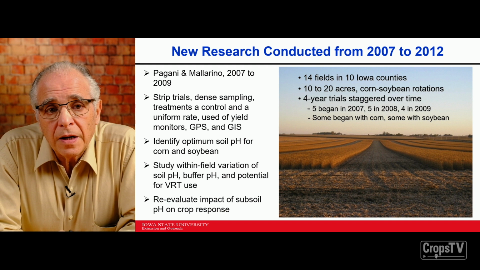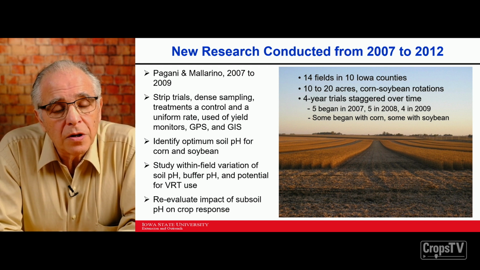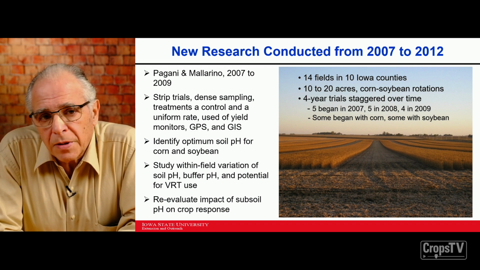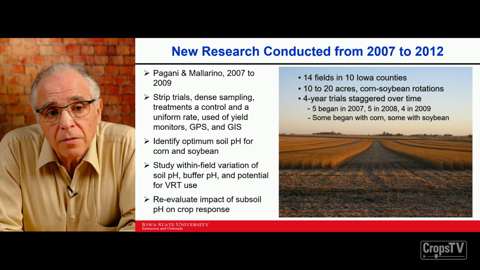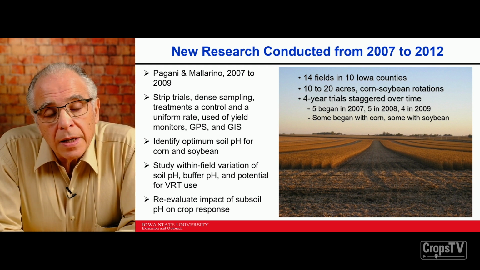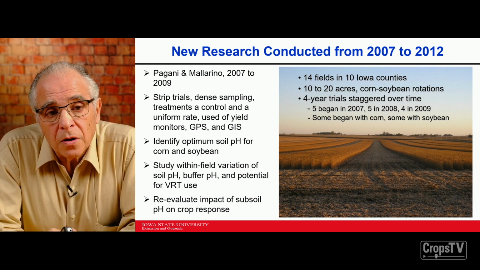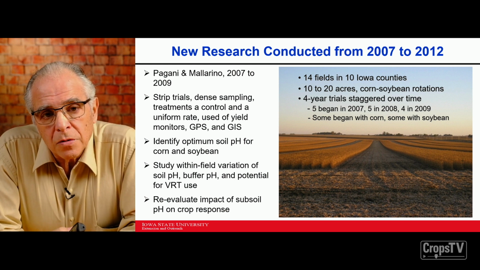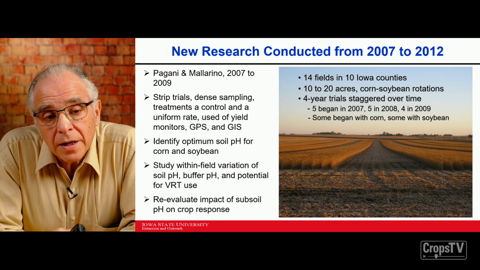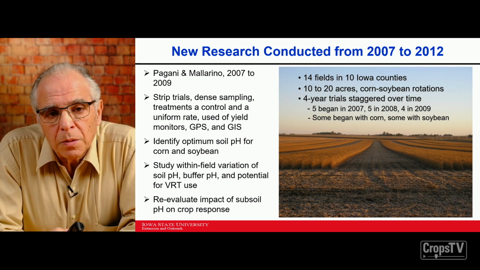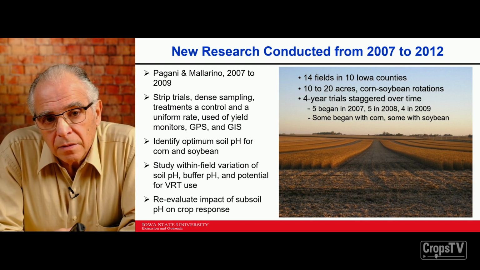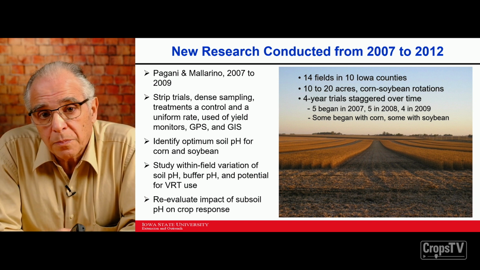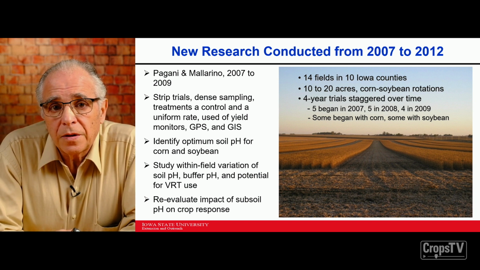The idea was to identify the optimal soil pH for corn and soybean, not necessarily the lime rate that gives the highest yield. At the same time, we wanted to study the potential of variable rates. Another major objective was because, honestly, I didn't believe much in this idea that with calcareous subsoil, the optimum pH in the top was less than for acidic subsoils. So we spent lots of money trying to look into this.